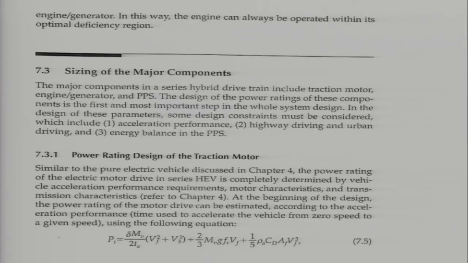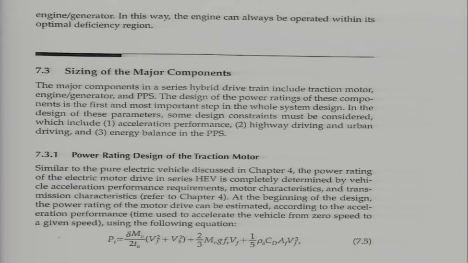Then energy balance in the PPS. How exactly you want to achieve the control strategy for the PPS, that is the peaking power source: whether you want to charge the PPS instantaneously, very fast, and use the PPS to its maximum extent, or you want to keep it below a certain level to a certain degree. That will be decided by the third constraint, that is energy balance in the PPS.